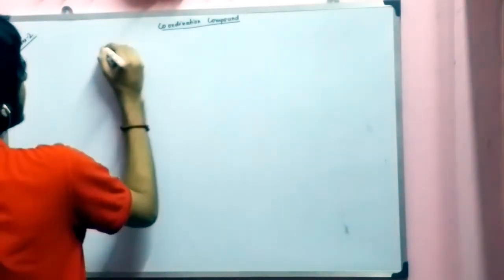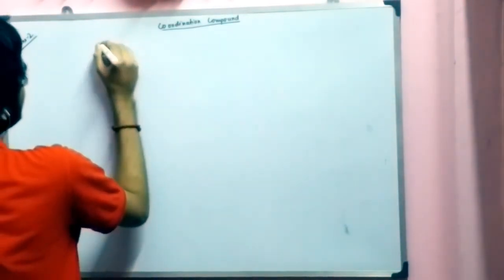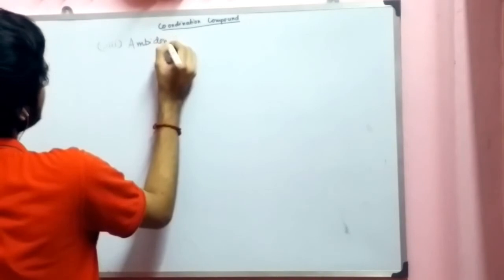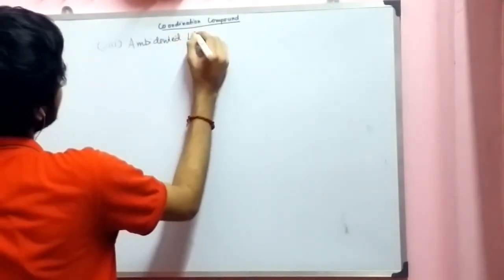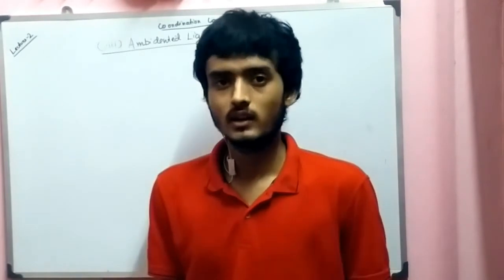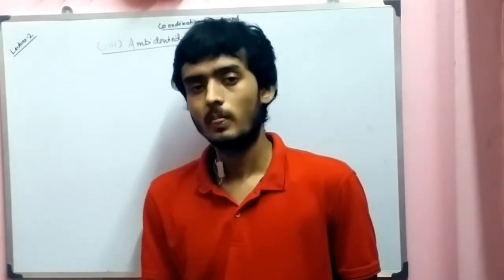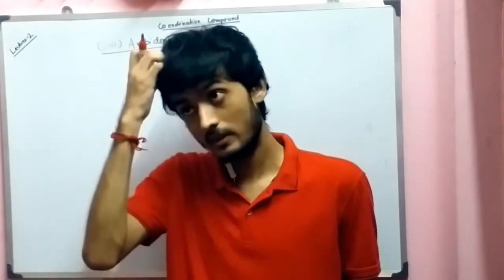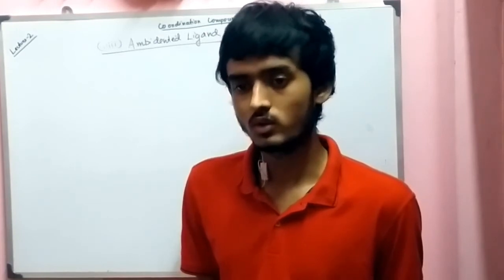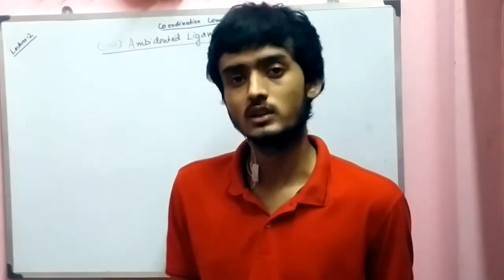Probably the 8th type is known as ambidentate ligand. So what is an ambidentate ligand? An ambidentate ligand is such a type of ligand that can donate its electron from more than one center in its molecule.